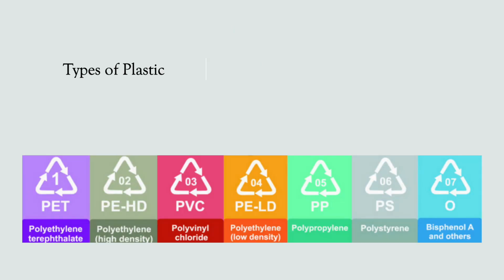And here we see the 7 types of plastic, which are polyethylene terephthalate, polyethylene high density, polyvinyl chloride, polyethylene low density, polypropylene, polystyrene, and bisphenol A and others. As you see here, they're defined by numbers 1, 2, 3, 4, 5, 6, and 7. And usually you see them somewhere on any plastic object. For example, at the bottom of your water bottle you will see 1, PET, which we're going to be talking about specifically today.